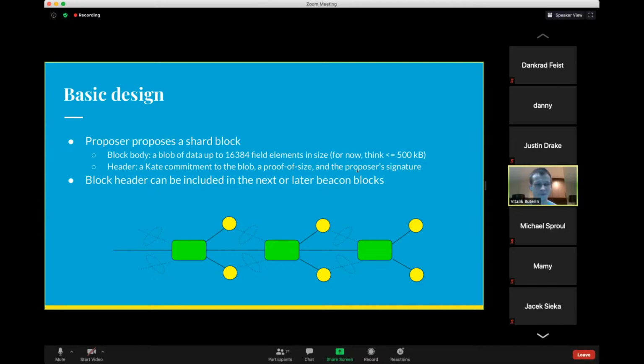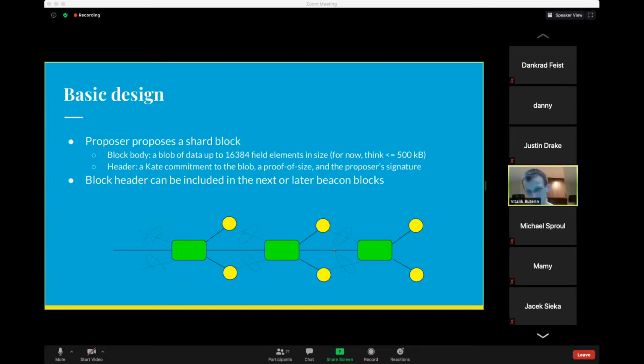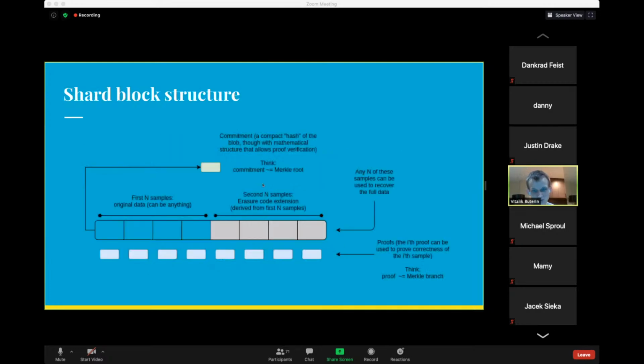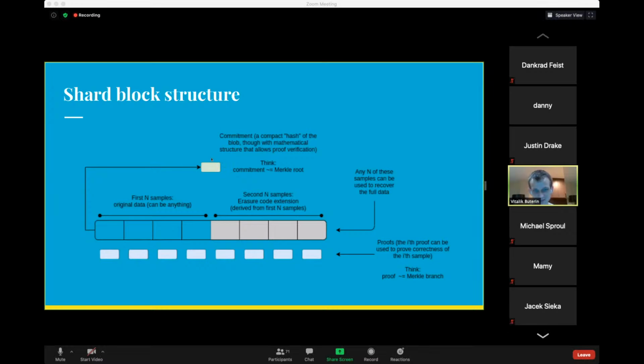And the block header, or the shard block header, can get included in the next beacon block or in the later beacon blocks. Now, shard block structure. This is the structure of the shard block as it gets sent over the wire. Well, over the wire, you would probably realistically just send the first n samples, and you would send all the proofs. But basically, you have a commitment, which is the KZG commitment to the entire block.